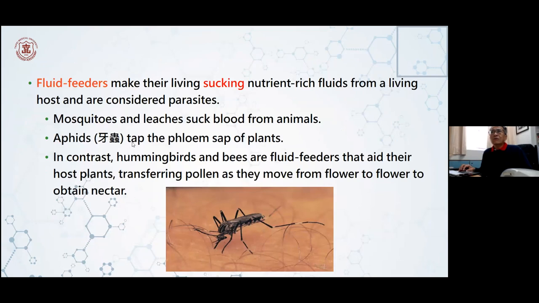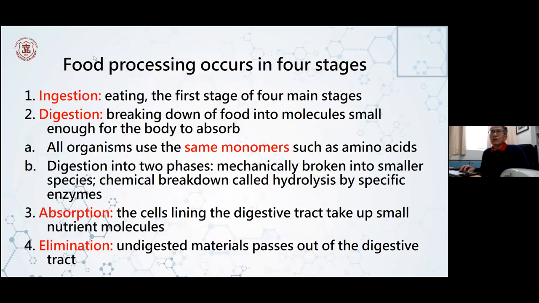And how do animals digest the food? The food processing occurs in four stages. An animal wants to get nutrients, so it takes in food to support the body to live. So the animal needs ingestion. Ingestion means eating. The animal needs to eat the food. So ingestion is eating, the first stage.